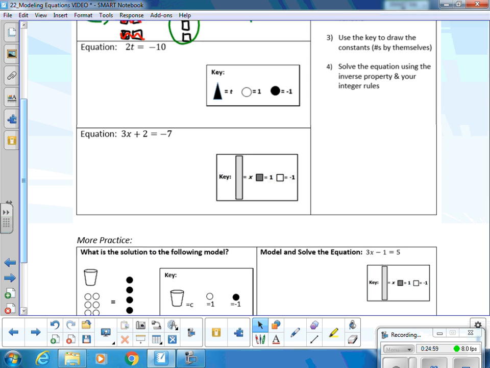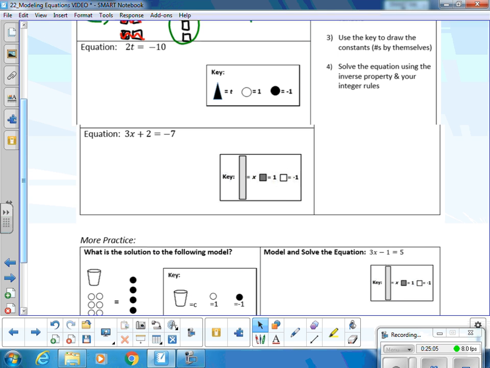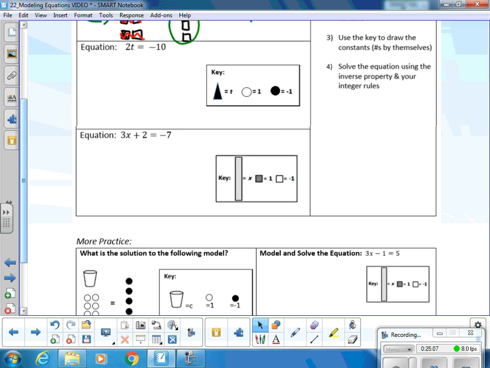On the next one, we're going to draw. This is a two-step equation because I have both multiplication with the 3x, and I also have addition with the positive 2. So use your key. Each x is represented by a long bar, so I have to draw 3 of them. 1, 2, 3. There's my 3x. Each one of those is an x.